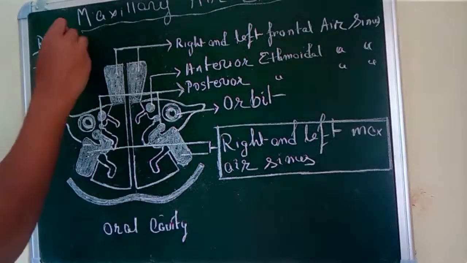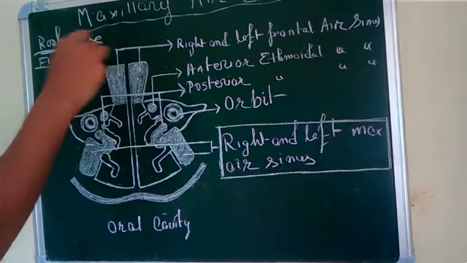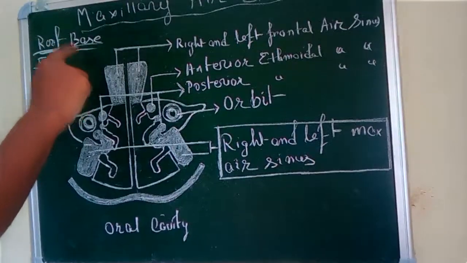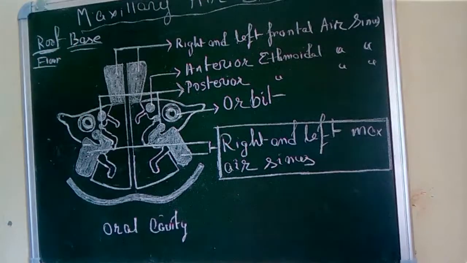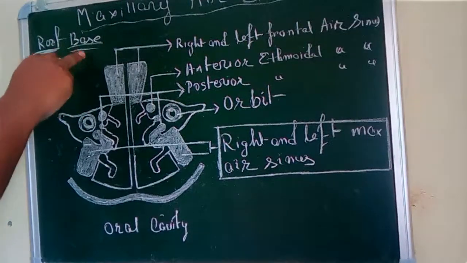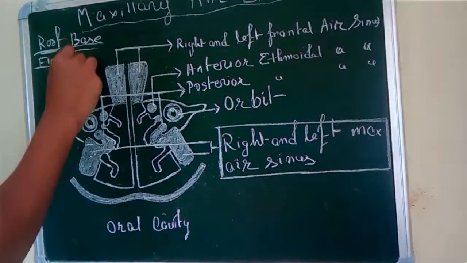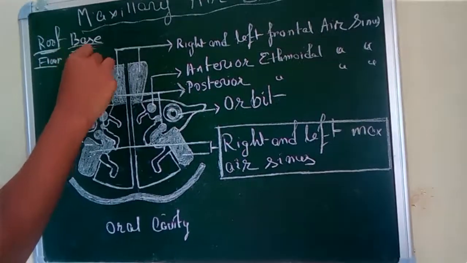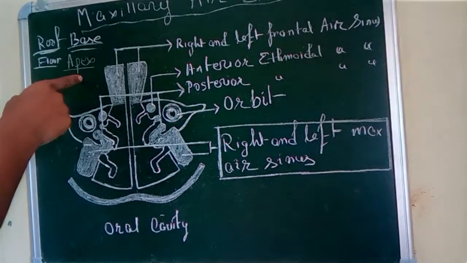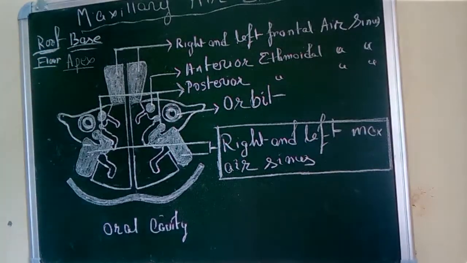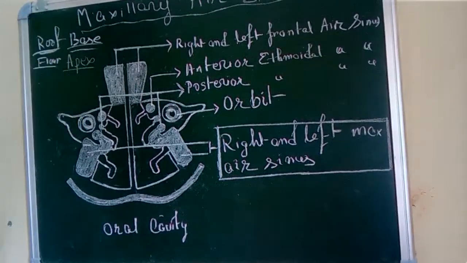Now the base. So roof, floor, now the base. The base is formed by the nasal surface of the body of the maxilla. And now the apex. The apex extends into the zygomatic process of the maxilla.